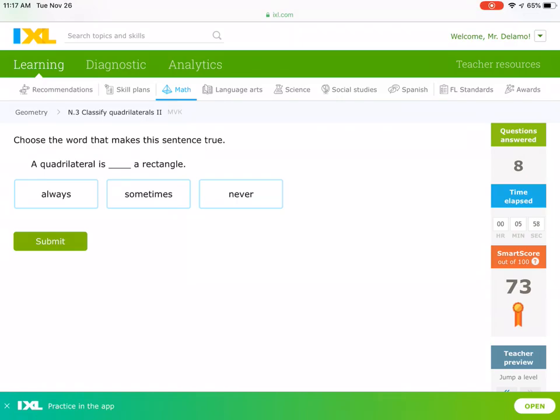A quadrilateral is always, sometimes, or never a rectangle. Sometimes quadrilaterals are rectangles. A rhombus is always, sometimes, or never a quadrilateral. So all it takes to be a quadrilateral is that you have four sides. So this is yes, a rhombus always has four sides.